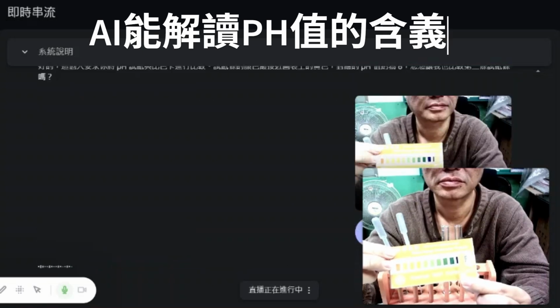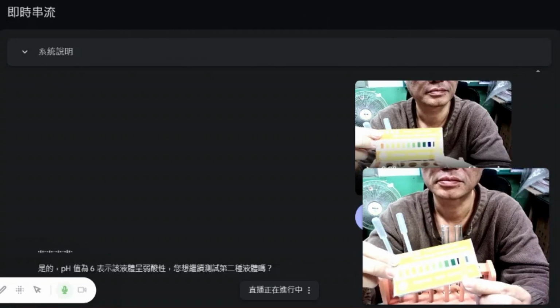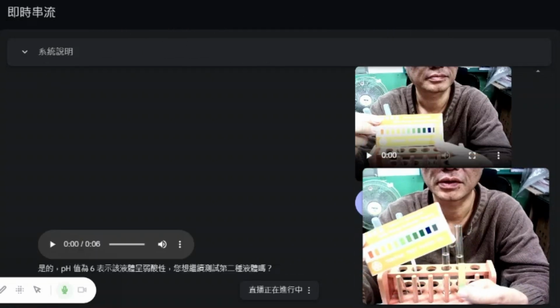Yes, a pH of 6 indicates that the liquid is slightly acidic. Would you like to proceed with the testing of the second liquid?